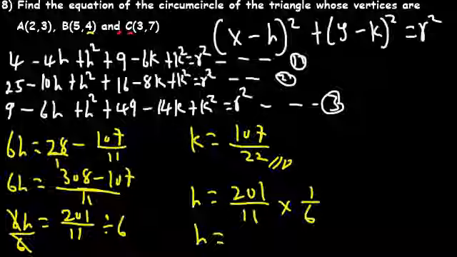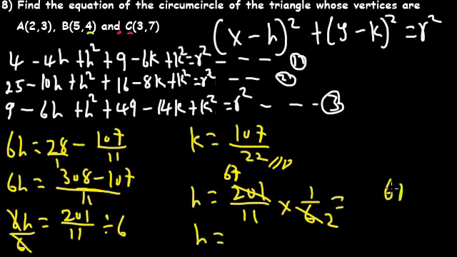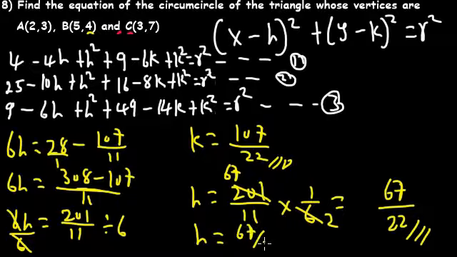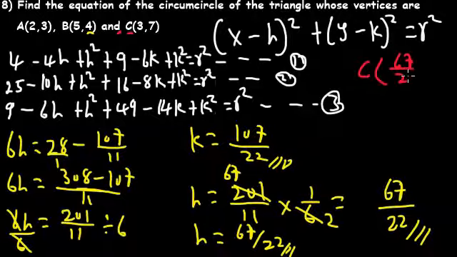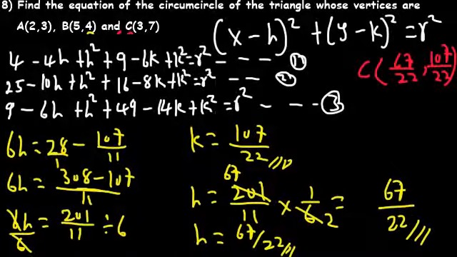201 divided by 3, that's 67. So 3 here, 2; 3 here, 67. So left over is just 67 over 11 times 2, which is 22. So this is the value of h: 67 over 22. Now we have gotten the coordinate of the center of the circle. So the coordinate of the center of the circle, C, is 67 over 22, 107 over 22. And that's it.